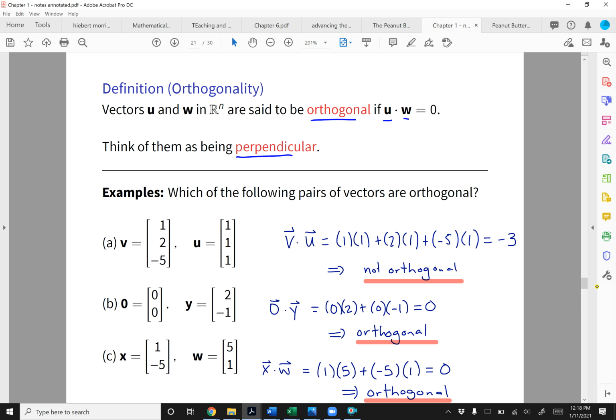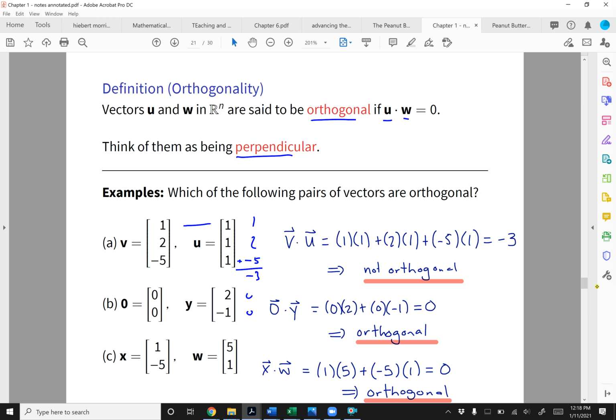And if you have some leeway by changing values, you can make things orthogonal by making sure that the dot products are 0. So are these orthogonal? Well, 1 times 1 is 1, 2 times 1 is 2, -5 times 1 is -5. We add those up, and we get a -3. That's not orthogonal. Here, that's 0 and 0. 0 times 2 is 0, 0 times 1 is 0. So yes, those are orthogonal.